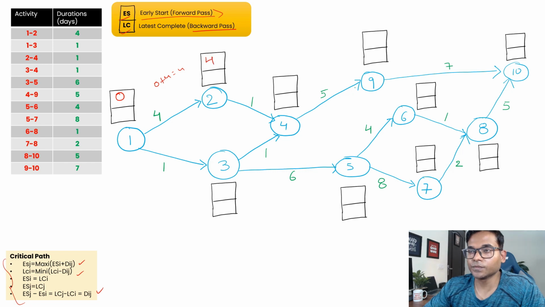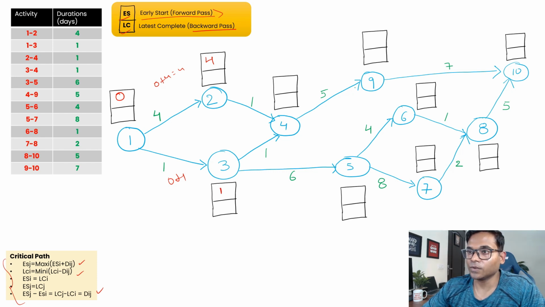So this is a 4, right? Now moving on to node 4. Now node 4 is basically having two paths, right? One is coming from 2, another is coming from 3. So let's first calculate this 3, right? So for 3, again 0 is early start, so 0 plus 1, this will be 1, right?